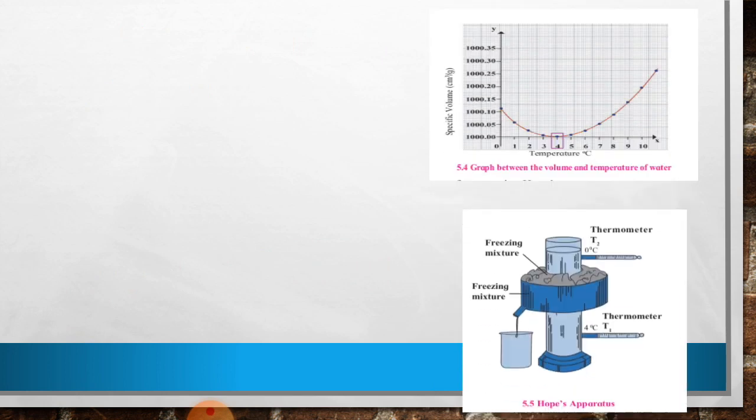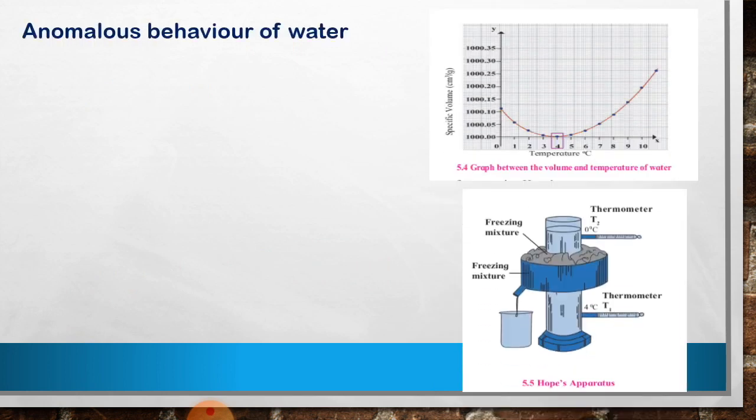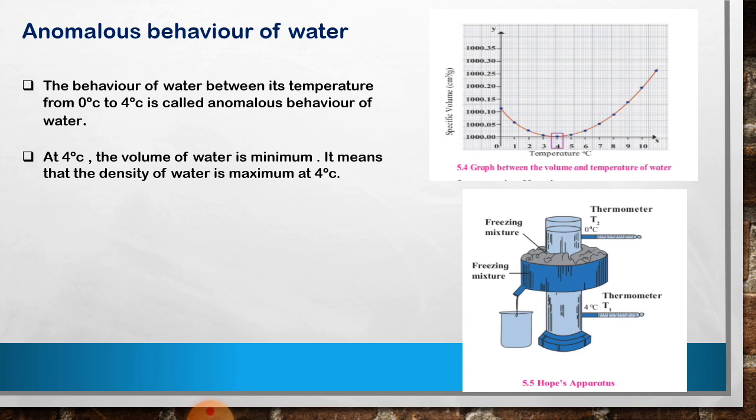Then the very interesting topic, the anomalous behavior of water. Here we saw the Hope's apparatus and the graph between the volume and the temperature of water. This graph shows the behavior of water between its temperature from 0 degree Celsius to 4 degree Celsius, and this is called the anomalous behavior of water.